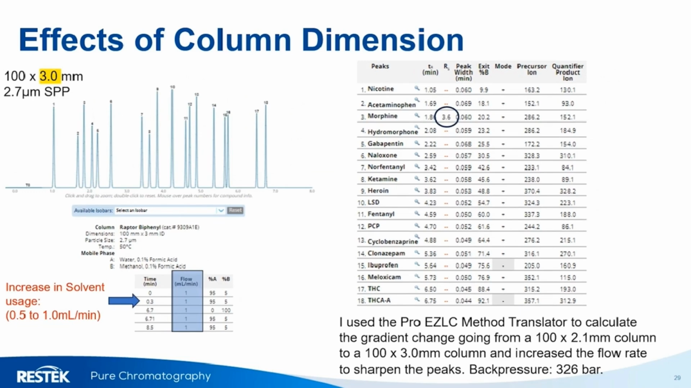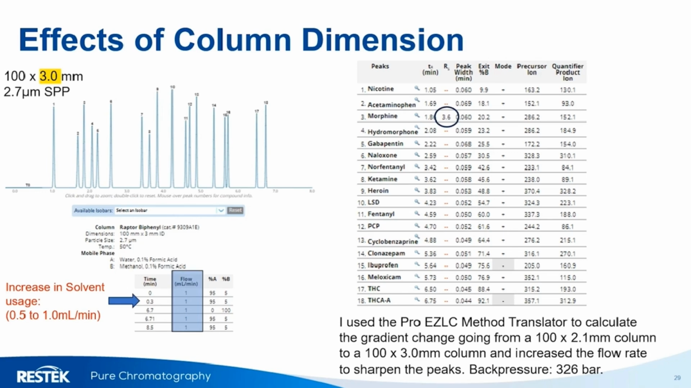Now trying a different dimension, looking at the internal diameter adjustment of the column, I went from a 100 by 2.1 millimeter column to a 100 by 3 millimeter column, all other things being similar. Again, I used the ProEasy LC method translator to calculate the gradient change, going from a 100 by 2.1 to a 100 by 3 column. And I increased the flow rate a little bit to sharpen the peaks. The net result is a beautiful chromatogram.